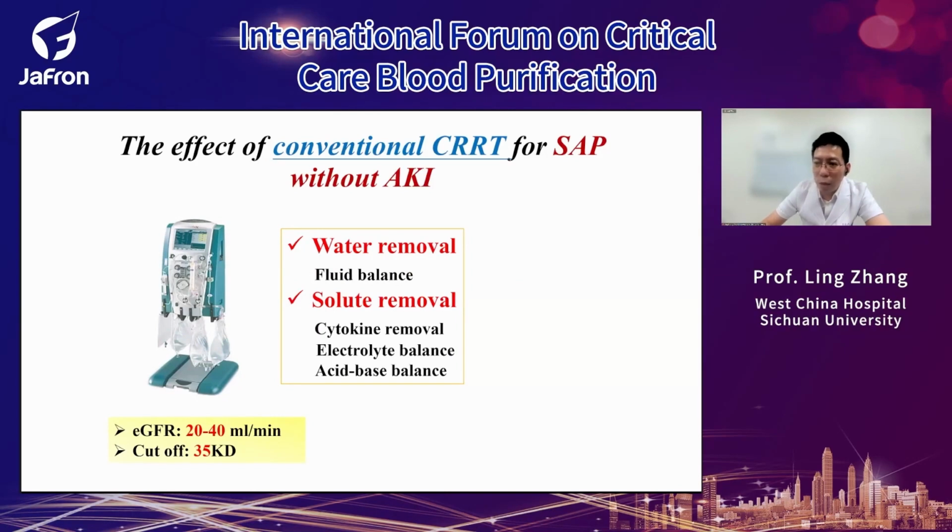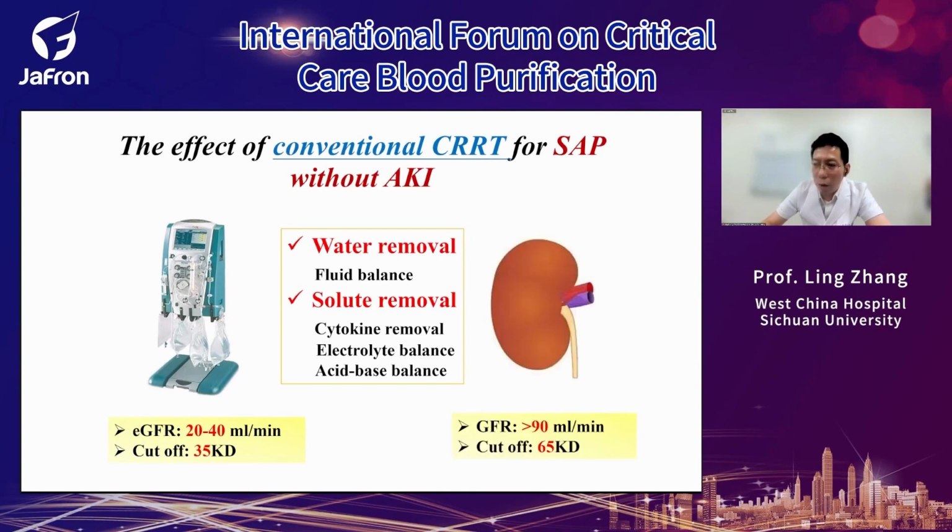We can see that the machine renal support can give water removal and fluid removal. The machine can help our body keep the fluid balance, remove cytokines, and keep the electrolyte balance and acid-base balance. However, according to the KDIGO guideline, the dose is very low, so it can only give us an eGFR in the range of about 20 to 40 mL per minute. Compared to our own kidney, which can give a GFR of more than 60, with a cutoff of about 65, the kidney is more powerful than the machine.